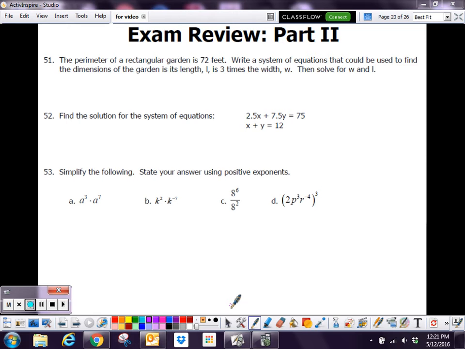Number 51, the perimeter of a rectangular garden is 72 feet. Write a system of equations that can be used to find the dimensions of the garden if its length L is 3 times the width W, then solve for W and L. So we know with systems we're going to need two different equations. We need to write our let statements first. So I'm going to say let L be length and W be width.